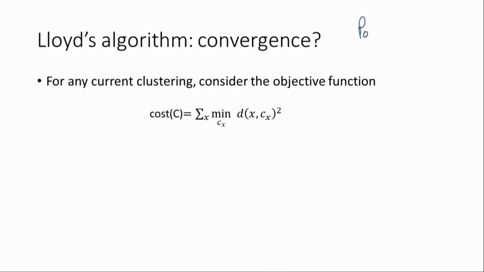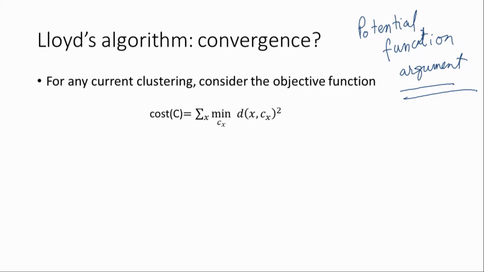But let's consider the objective function. And this is what we'll argue now. I'll throw a big name, but you should not be scared of it. It's just that I like this name. This is known as a potential function argument. And I'll tell you why. There's some very nice physics to it.